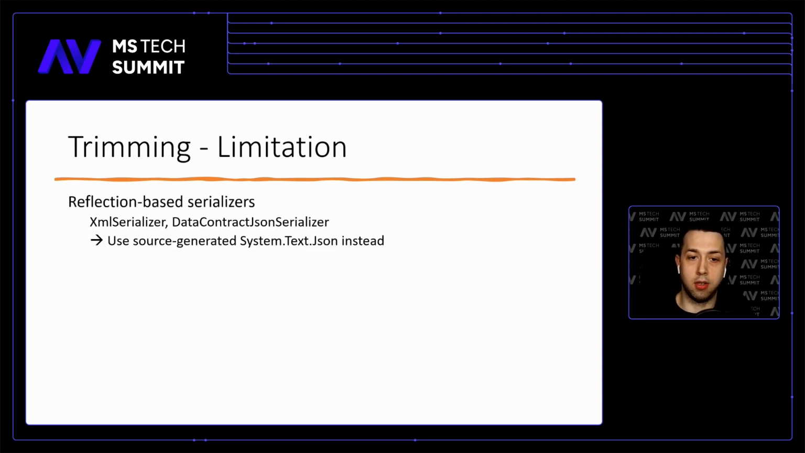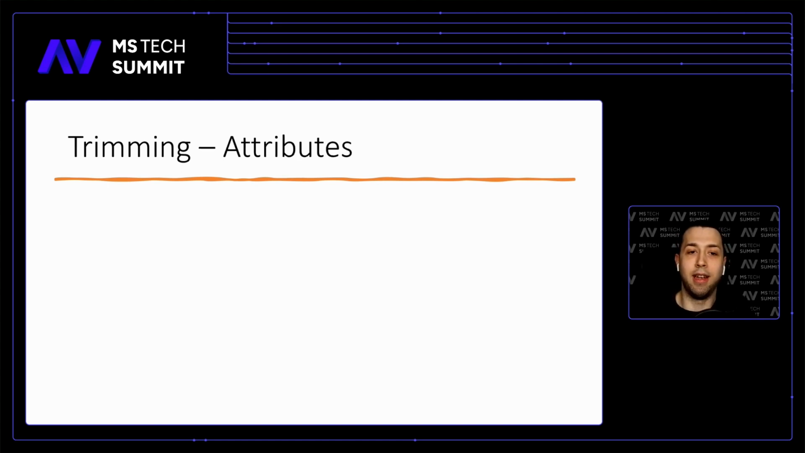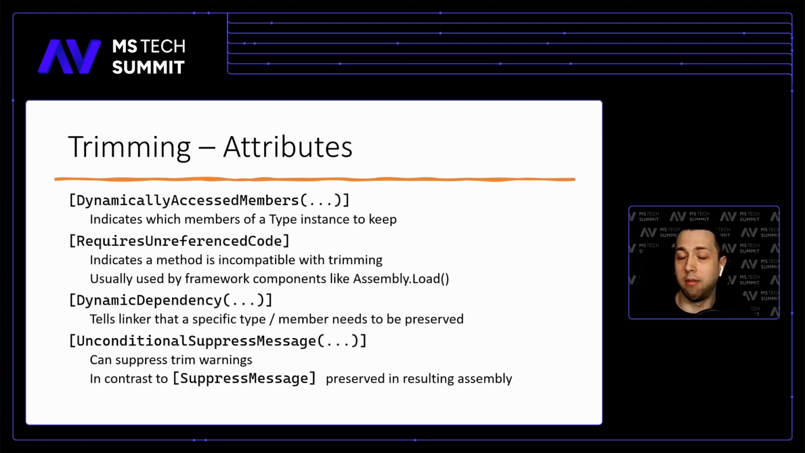What you can do is use, for example, System.Text.Json source generators for serialization that rely on looking at what types you used, what properties they have. Dynamic assembly loading can be a bit of a problem since your assembly might just be gone. And of course, there are some attributes you can annotate your code with to tell the trimmer what it's supposed to do. Like, do I dynamically access some members if I just pass a type somewhere? Do I have some dependencies?